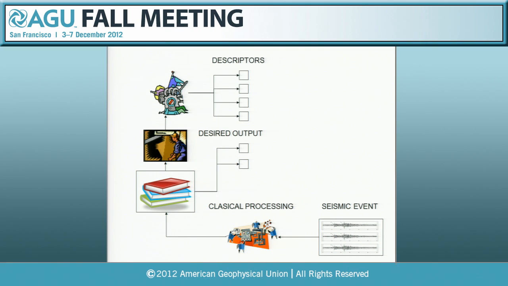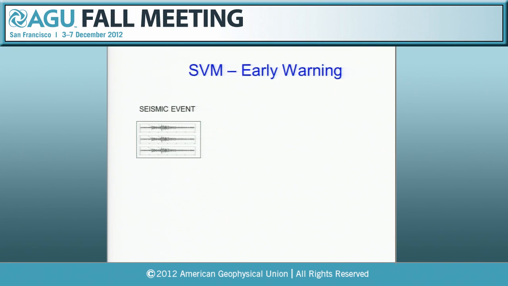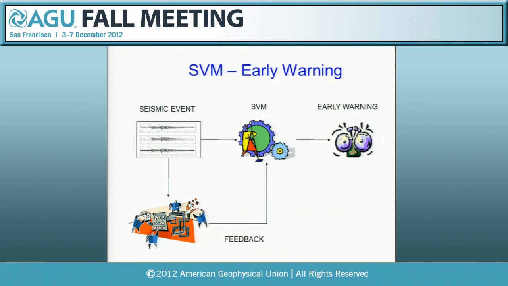In some way, I need to find some variables which describe this event. In this case, what describes this event is something related to the seismic signal. I will show you some of them. With these descriptors and with this output, I train a support vector machine, teaching the system that with this data, this is the result. We train it, and the new scheme is that the seismic event goes to the support vector machine, which calculates magnitude and distance and can give an early warning here, but it also goes to classical processing, and a kind of feedback can be considered here.